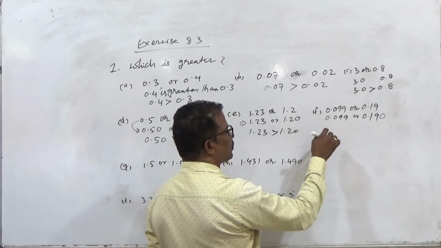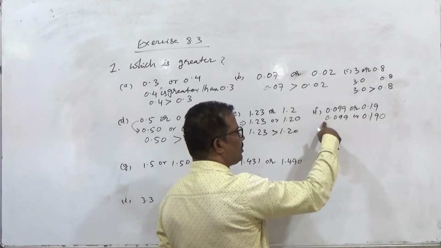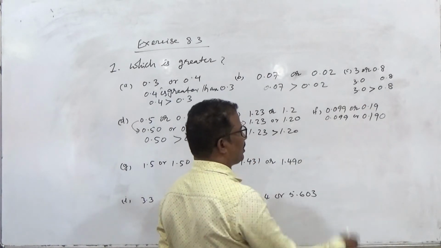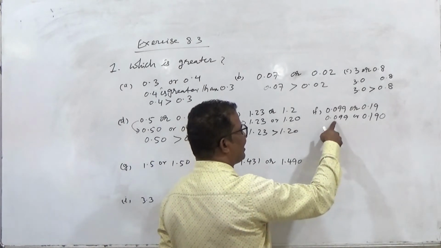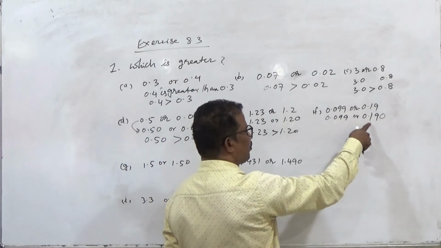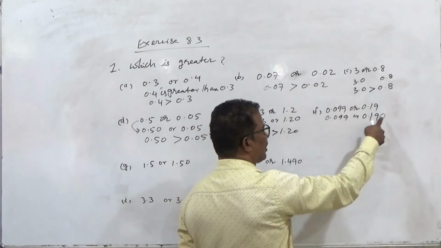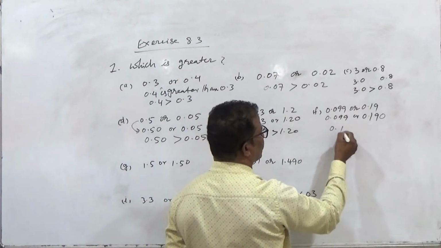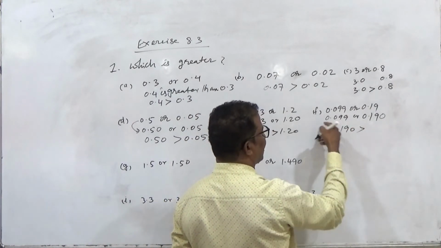For comparing, first we have to see the whole part. Here in the whole part 0, here whole part 0. Both are the same. We have to go with the next place, the decimal place, the 10th place. In the 10th place it is 0 here, and it is 1 here. That means in the 10th place 1 is bigger than 0. That means this number is greater than this number. So we can write 0.190 is bigger than which number?